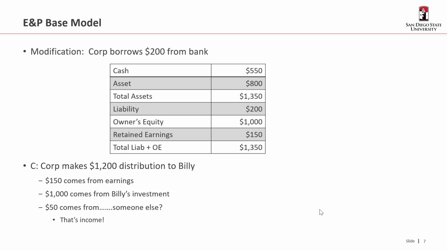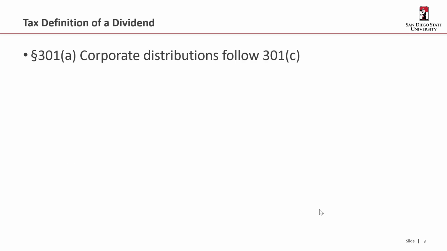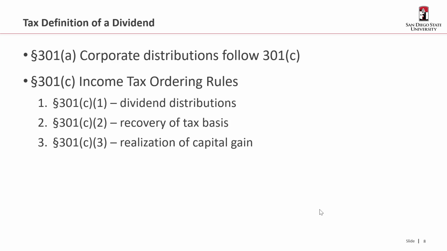So this is how a shareholder treats a distribution. If a corporation makes a distribution, to the extent it comes out of earnings and profits, it's a dividend. To the extent that it's above earnings and profits, it first comes out of the basis of that shareholder's investment, and then anything in excess of basis is considered a gain, aka income. Okay, so 301(a) says corporate distributions follow 301(c). What does 301(c) say? It says distributions from a corporation are first a dividend, then a recovery of tax basis, then a realization of capital gain.